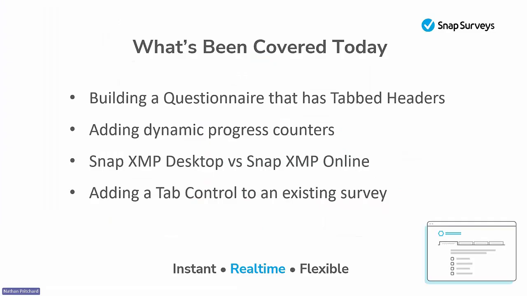Okay, so that was everything that I had planned to show you today. We've had a look at how to activate the tab control feature for new surveys created in both the desktop and online element of Snap XMP. We've discussed how you might enhance the dynamic functionality to assist the respondent with their progress. And I've just shown you how to add the tab control feature to an existing project, or indeed how to add it into your own branded templates.